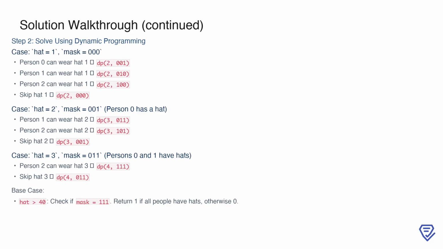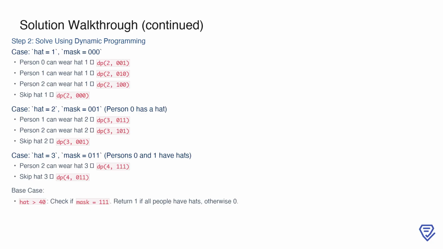Next, for hat 2 with mask 001, indicating that person 0 already has a hat, person 1 can wear hat 2, resulting in dp(3, 011). Person 2 can also wear hat 2, leading to dp(3, 101). If we skip hat 2, we call dp(3, 001). For hat 3 with mask 011, meaning persons 0 and 1 already have hats, person 2 can wear hat 3, resulting in dp(4, 111). Alternatively, we can skip hat 3 and call dp(4, 011).